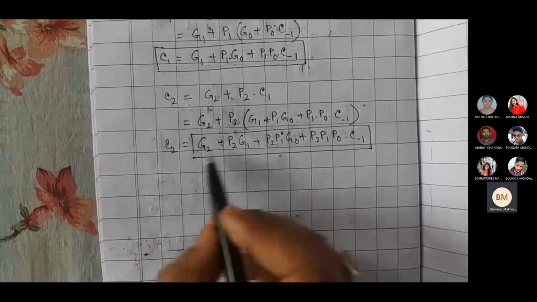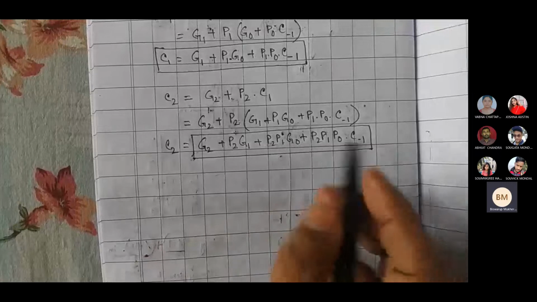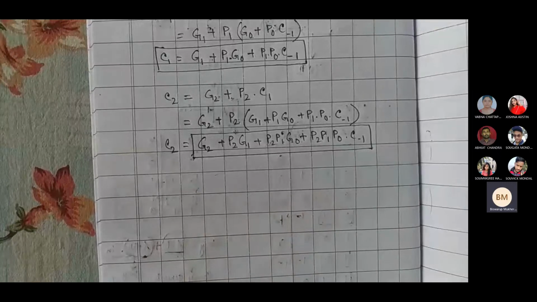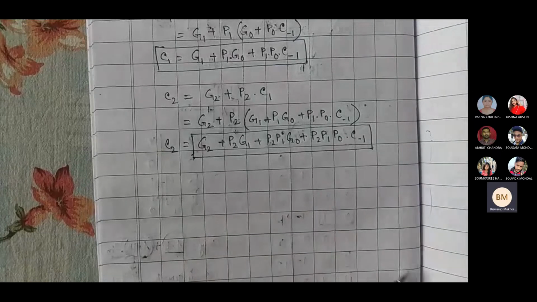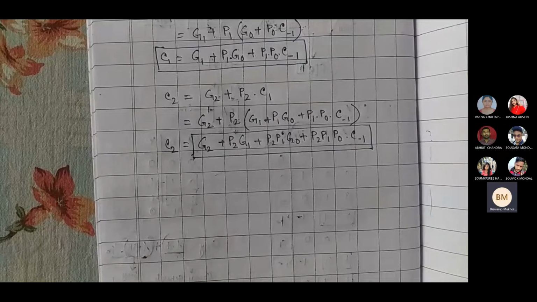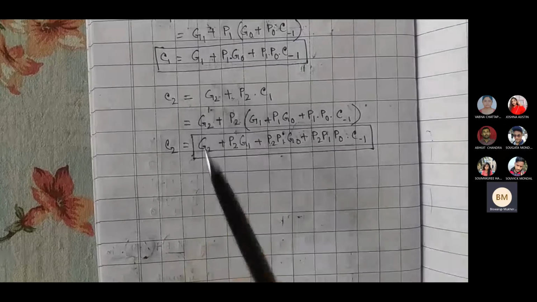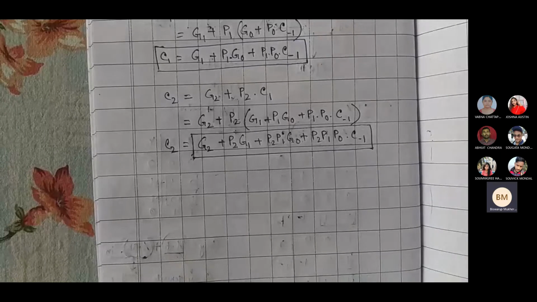Similarly C3, again all these P and G will come right after one delay. And again the C2 is also dependent upon C minus 1. It is not that it has to depend upon C1; it is actually depending on the very initial one.